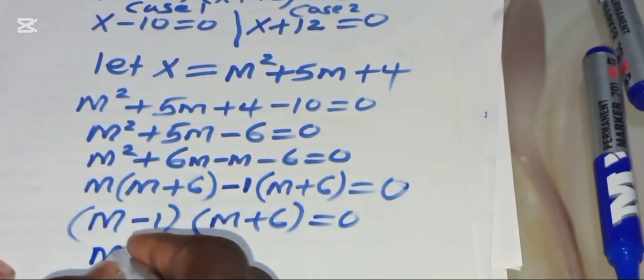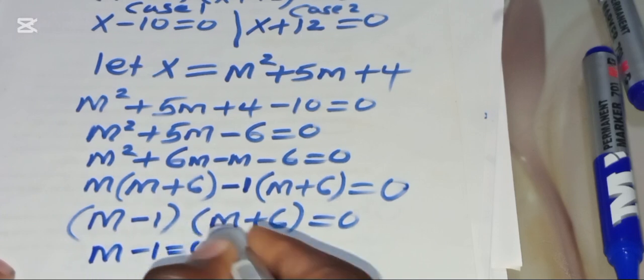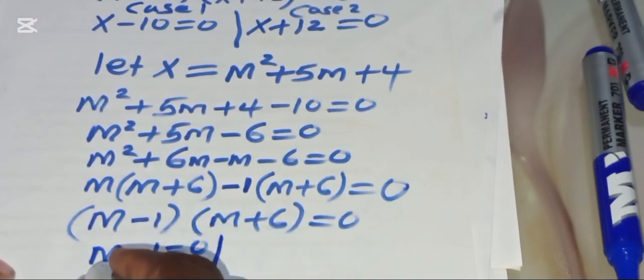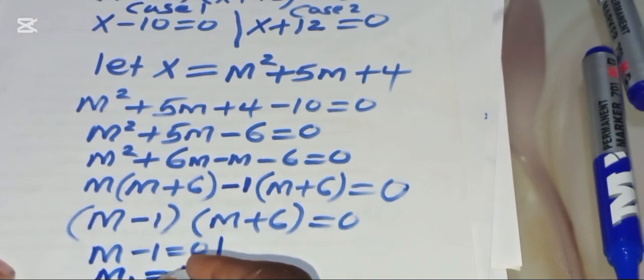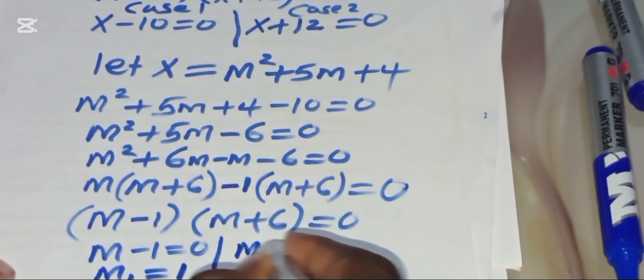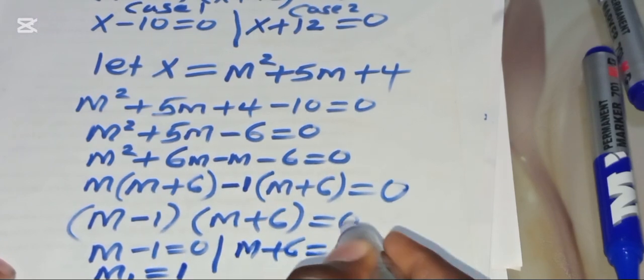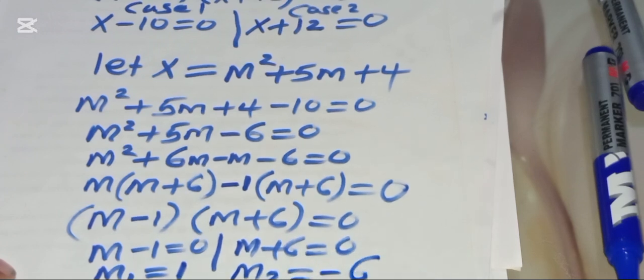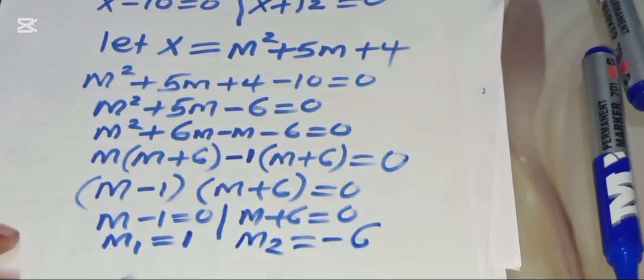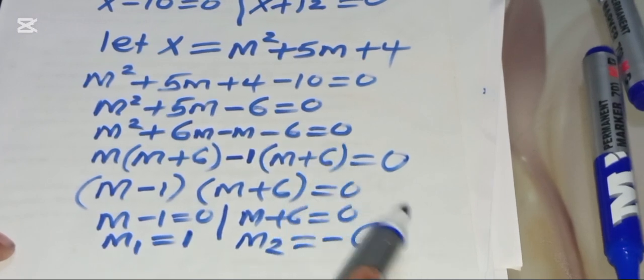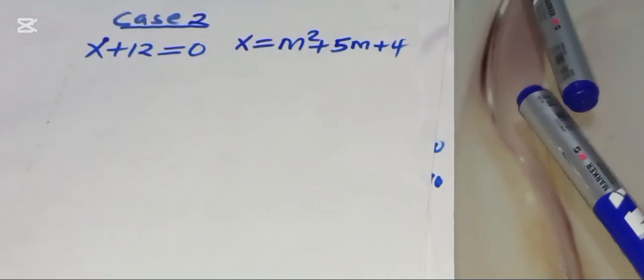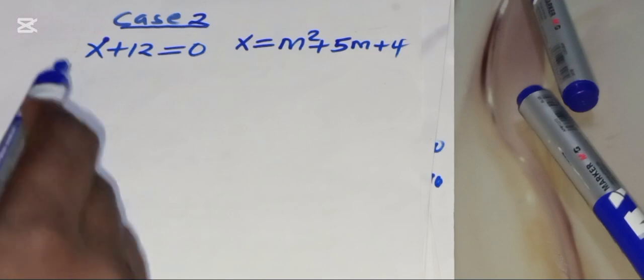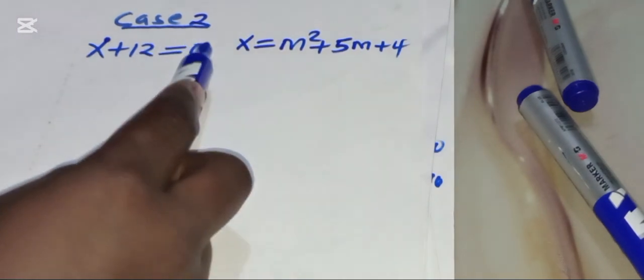We have m minus 1 is equal to 0, and that means m1 is equal to 1, and here we have m plus 6 equal to 0, and that means m2 is equal to negative 6. So m1 is equal to 1, m2 is equal to negative 6. Let's proceed with other possible values of m. Now, case 2, we have that x plus 12 is equal to 0.